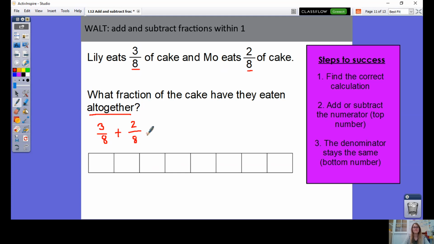So I've drawn my bar model out to help me. If you're confident, you don't need to draw the bar model to help you. You can follow the steps to success, but I'm just going to use the bar model as well just to show you if you want to do that later on your independent work.